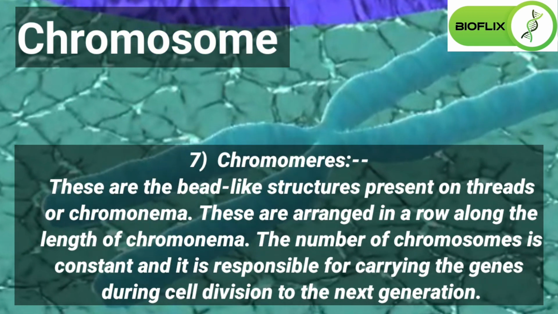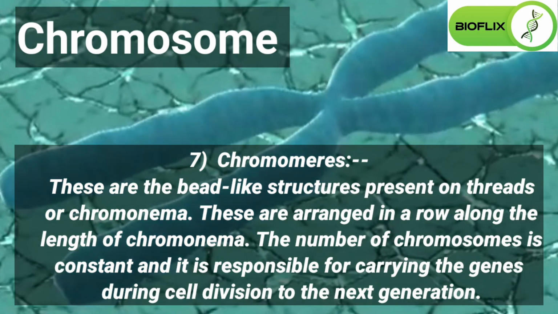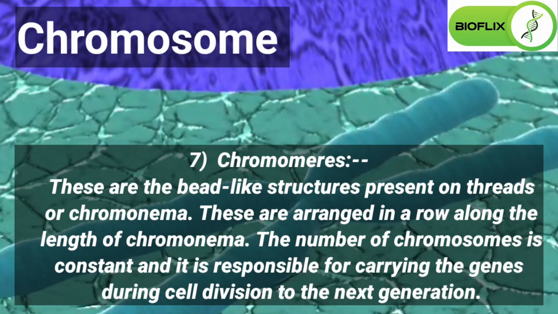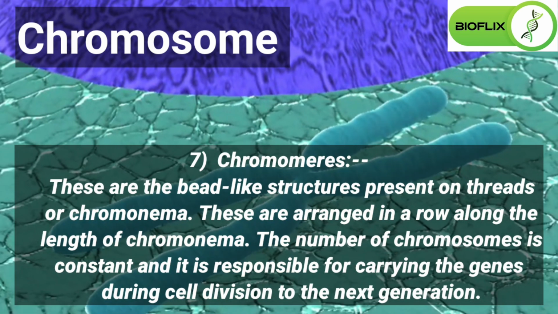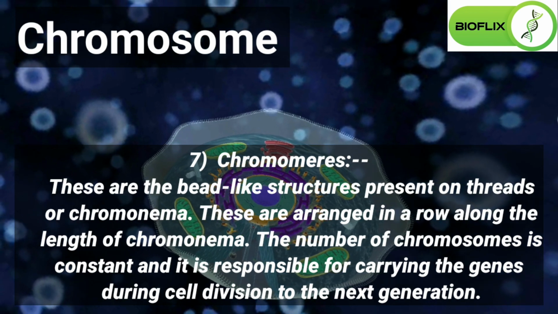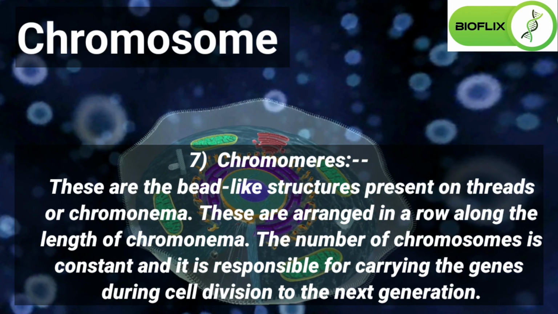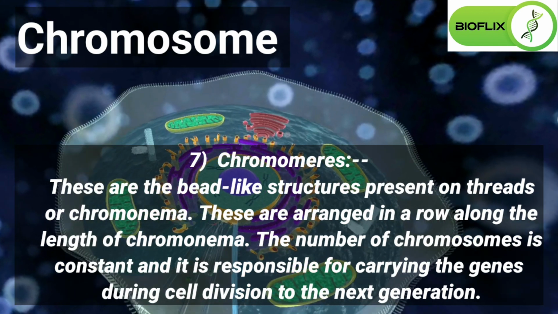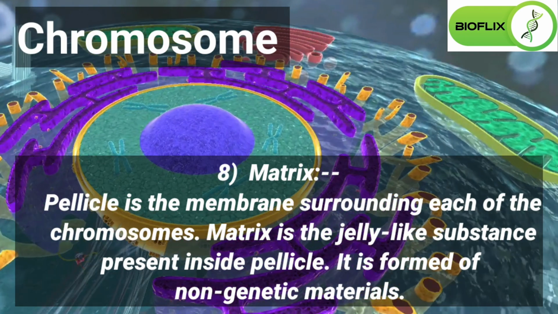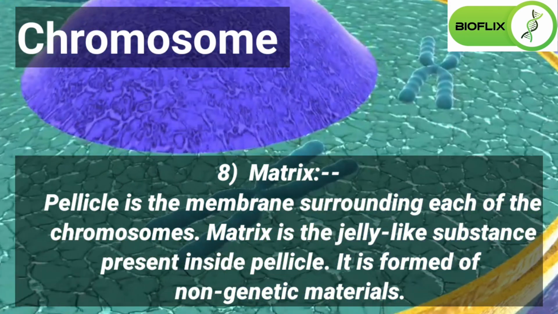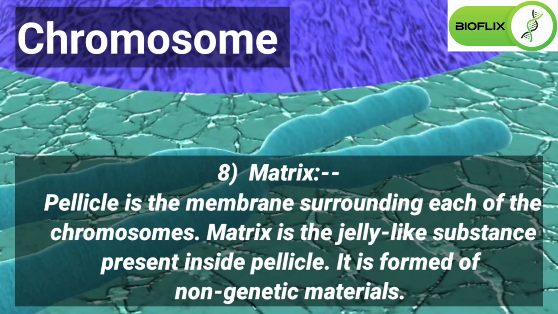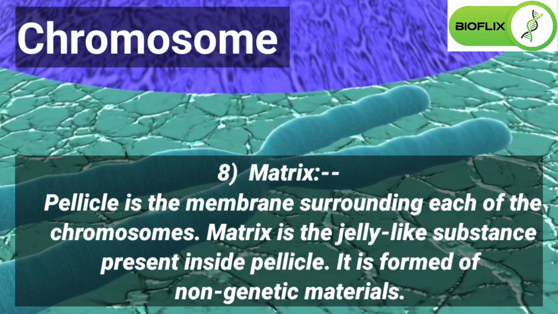Chromomeres. These are the bead-like structures present on threads or chromonome. These are arranged in a row along the length of chromonome. The number of chromosomes is constant and it is responsible for carrying the genes during cell division to the next generation. Matrix. Pellicle is the membrane surrounding each of the chromosomes. Matrix is the jelly-like substance present inside pellicle. It is formed of non-genetic materials.